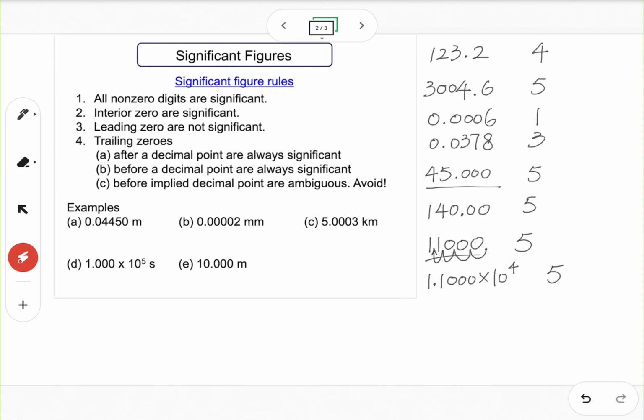Now let's do some practice. Take a look at this A. Well, you have 2 types of zeros. Leading zeros, of course, are not significant. Trailing zeros are significant. So for this number, it has 4 significant figures.